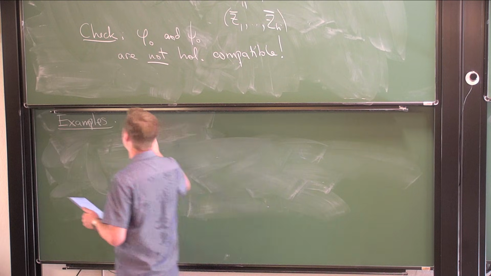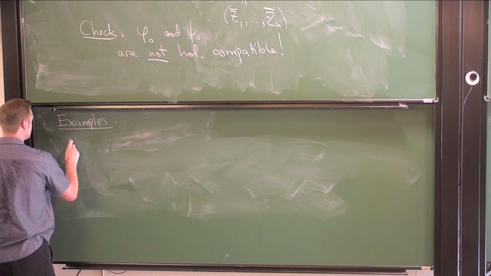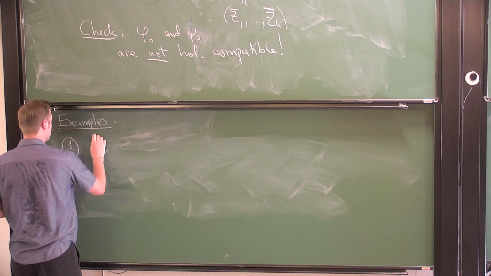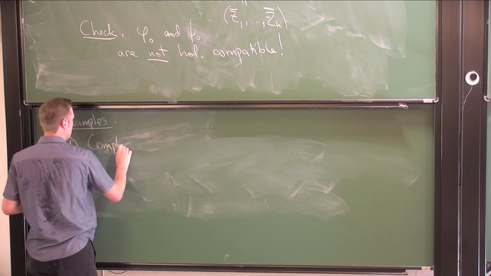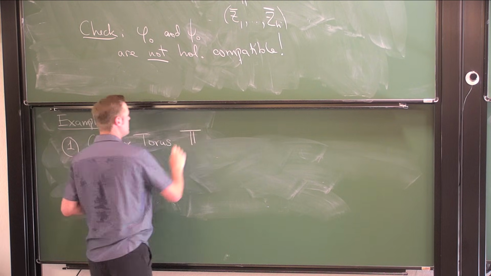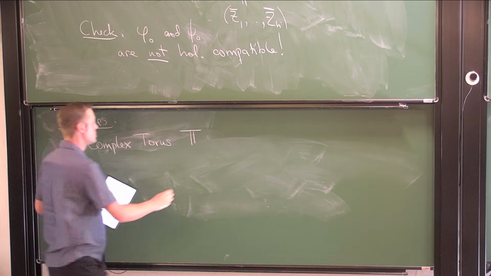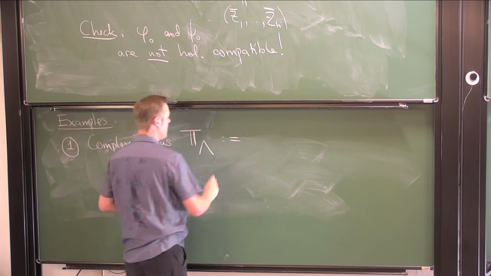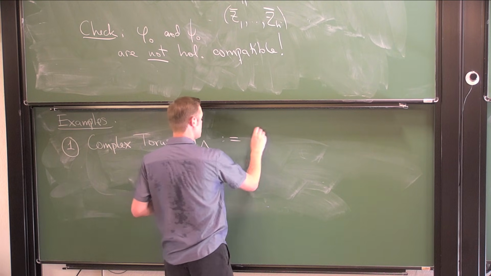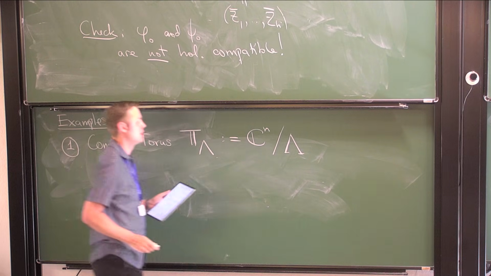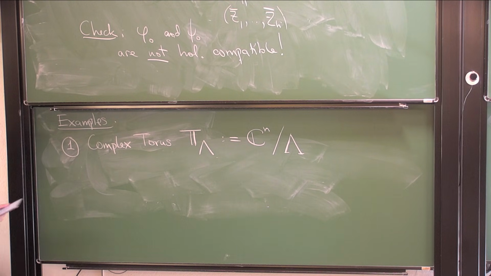Right, okay, so let me do another example. This one is going to be example 1, and that is what I'll call the complex torus. The notation that I use is blackboard T sub lambda, and it's basically the quotient of C^n by this lambda, which is a lattice.